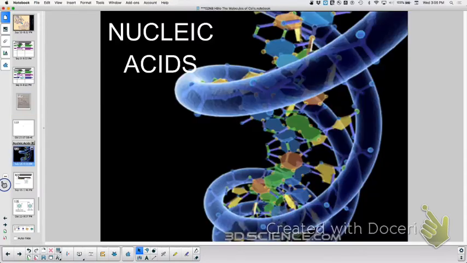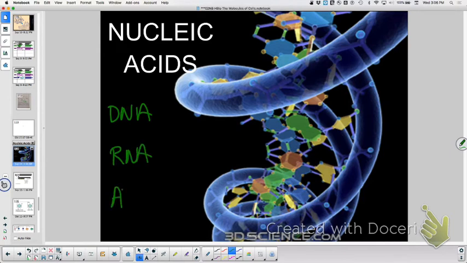Okay, last but not least are nucleic acids. Nucleic acids, you had 3. What are the 3? DNA, RNA, ATP. Okay? DNA is your genetic code. RNA you use to build proteins, and ATP, energy. They all are built out of nucleotides.